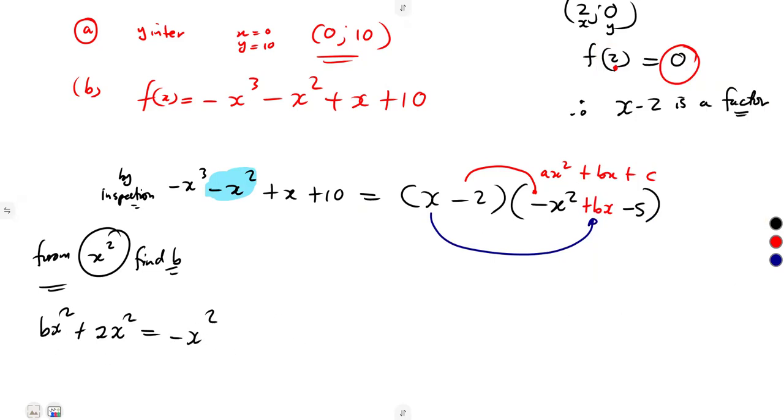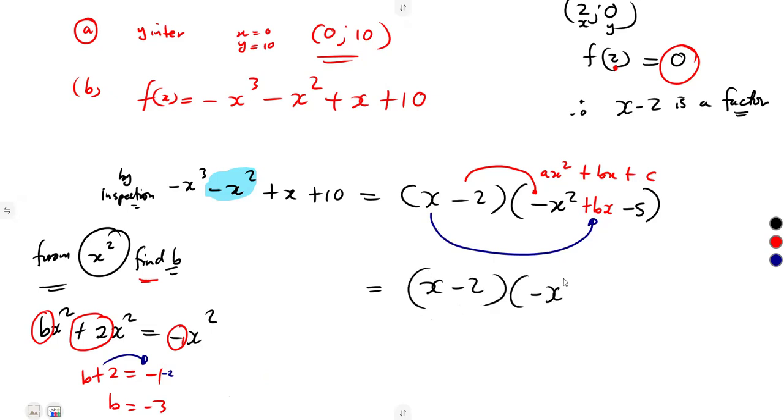So for this, I can find the value of b by equating the coefficients of x squared. b plus 2 is supposed to give us minus 1. So what is the value of b? Take the 2 to the other side of the equation. It's going to be a minus 2, so b is equal to minus 1 minus 2. That is going to give us minus 3. So that's our value of b, meaning this is going to be x minus 2 into minus x squared, b is minus 3, minus 3x minus 5.